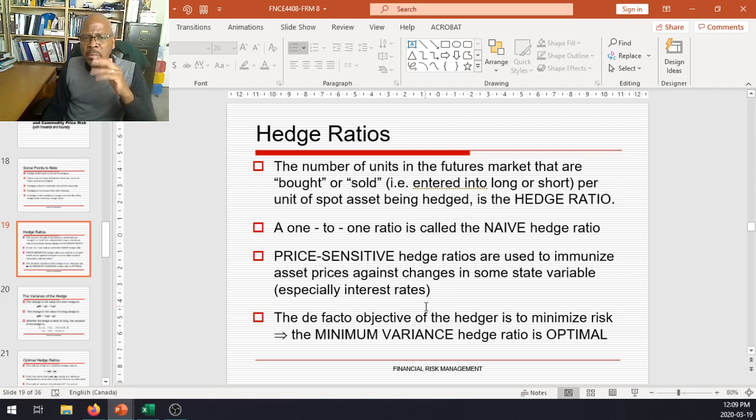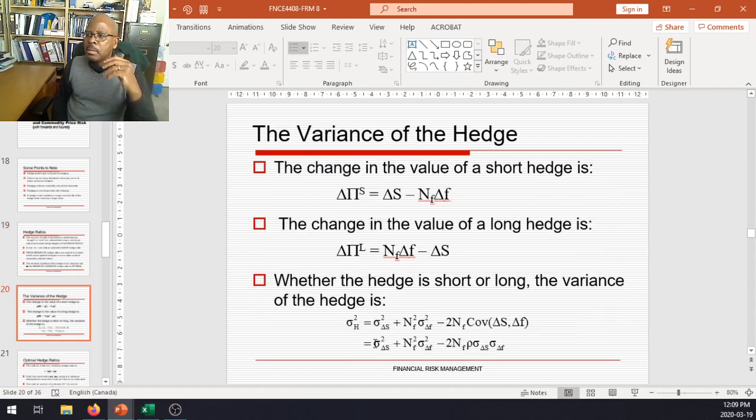How do you determine the minimum variance hedge ratio? Well, there's some mathematics behind it. And of course, these slides are already up on Blackboard. So here's a look at the mathematics behind it.